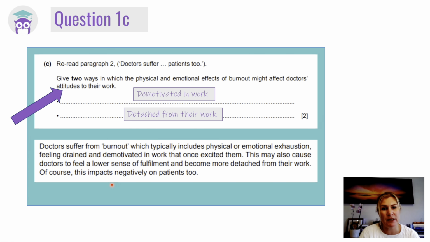You could probably have had it will have a negative effect on the way they treat their patients. But those 2 are the kind of really obvious ones. If you went feeling drained, they might not give you the point, because that doesn't actually tell you about the attitude to their work. That just says they feel tired. So make sure that the answers you're giving are exactly aligned to the language of the question, okay?